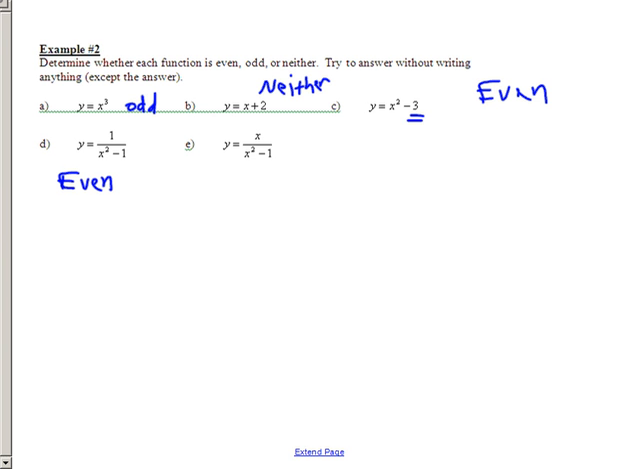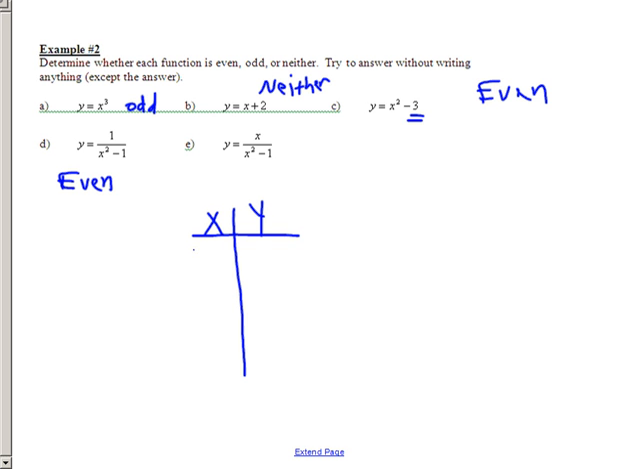Many students will look at e, however, and then say, oh, this must be neither because we have some odd terms, we have some even terms. That only works if you're trying to determine whether a polynomial is odd or even. Let's think about what's happening if we plug in numbers here. If we plug in 2, we get out 2/3. If we plug in -2, I'll write it down for you this time so you can see it.